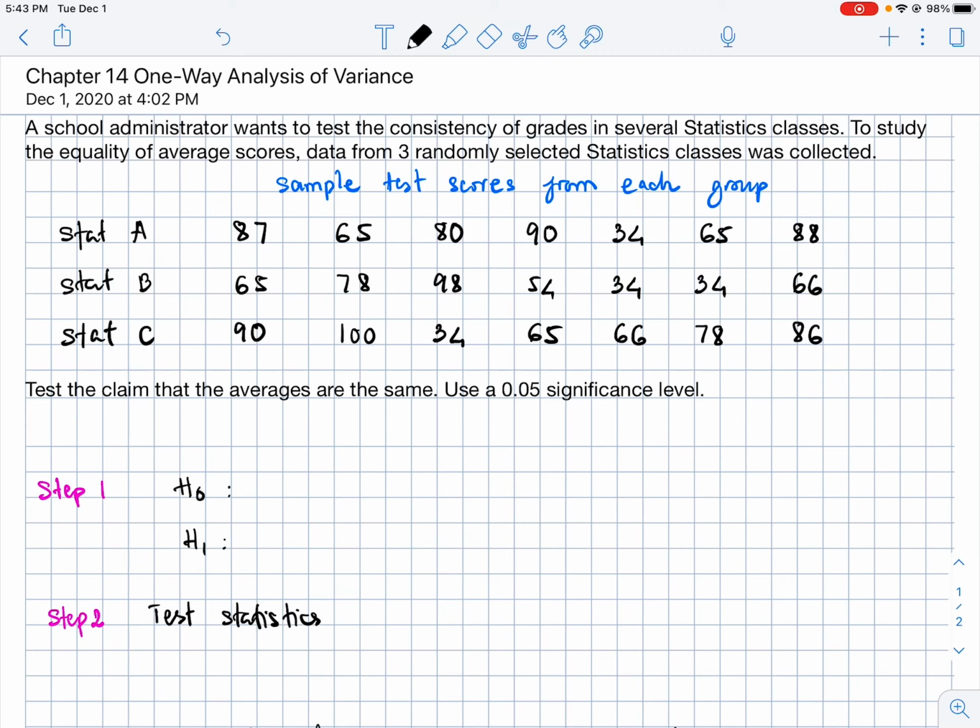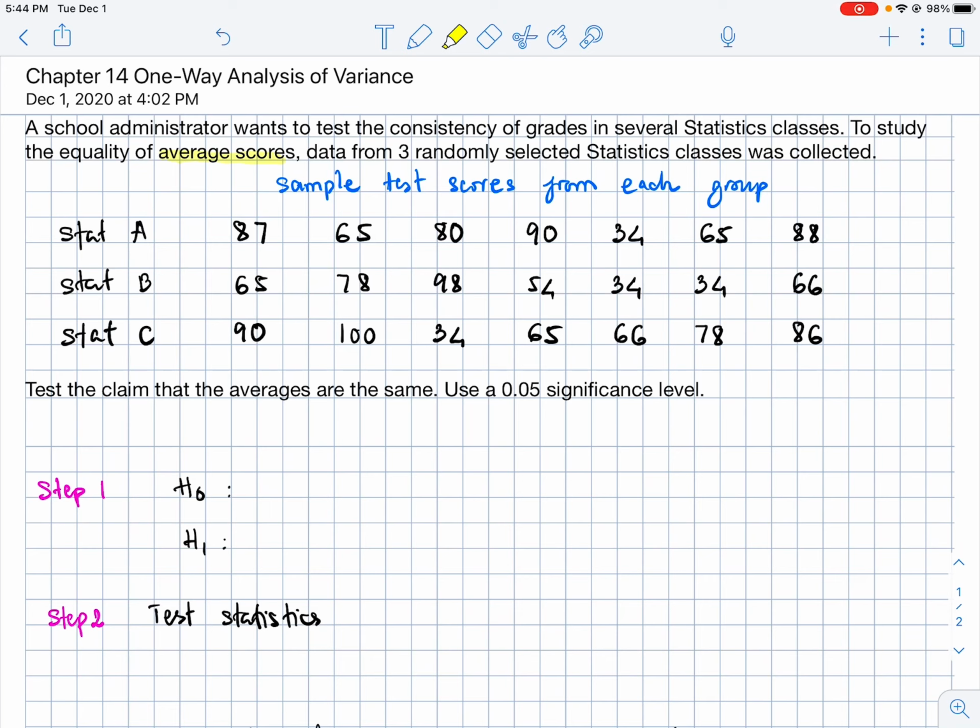So what's going on is that we have 3 classes and we have the scores for each class. Let's consider that in each class we have 7 students. Of course, we can have more students, but because of the time consumed, we have small data. What we want to know is whether the average scores, and you notice that the word average means the mean, are the same.